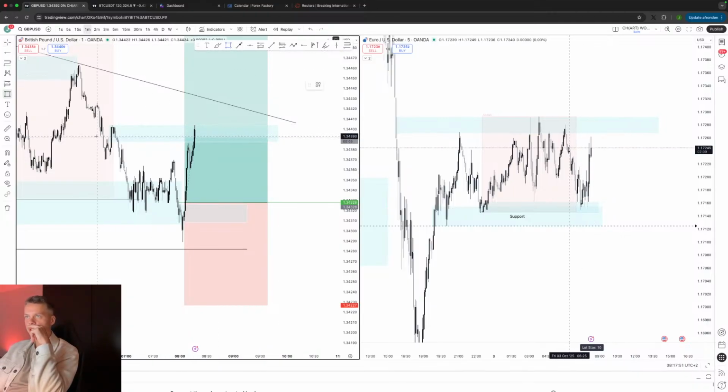Creates a resistance area. This is interesting. You see, it creates an area of resistance. How come?